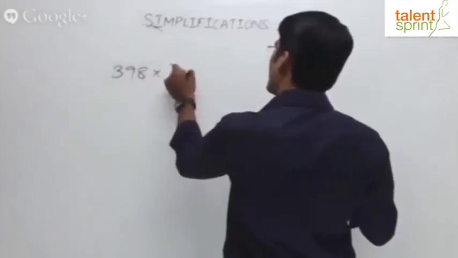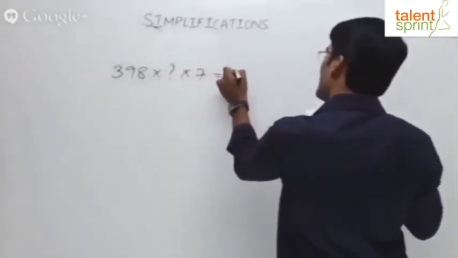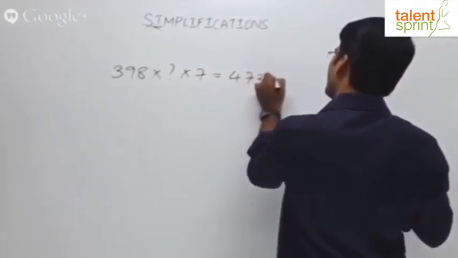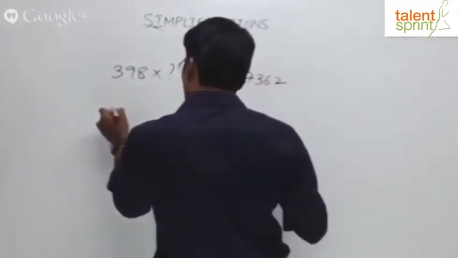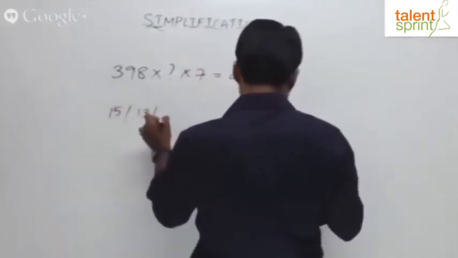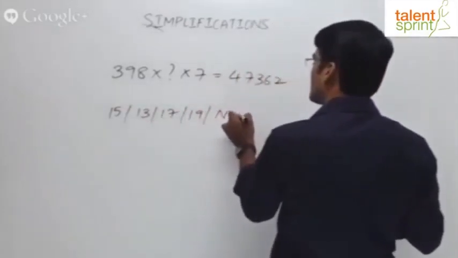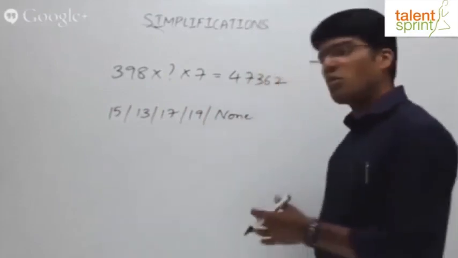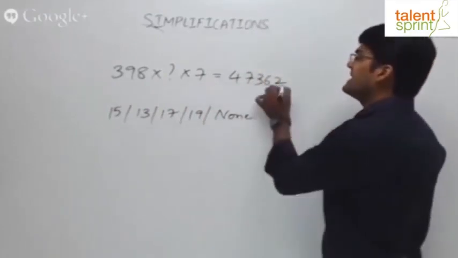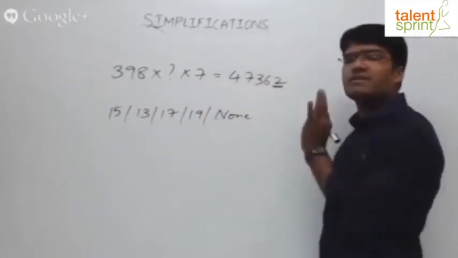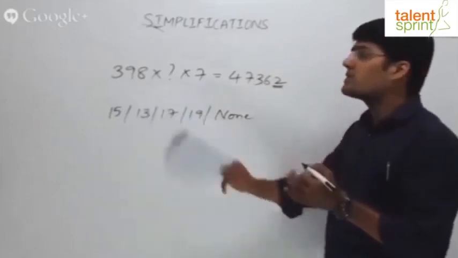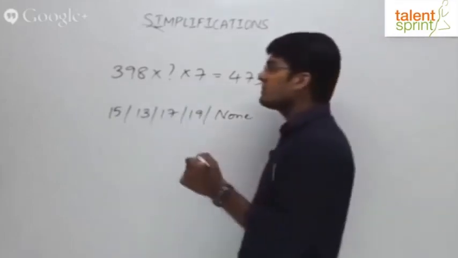398 into question mark into 7 is equal to 47,362. The options are 15, 13, 17, 19, none. What do we do? Go for the unit place. The right hand side ends in 2. It's obvious that the left hand side should also end in 2, right? But it has a question mark there. So let's check how it is possible.